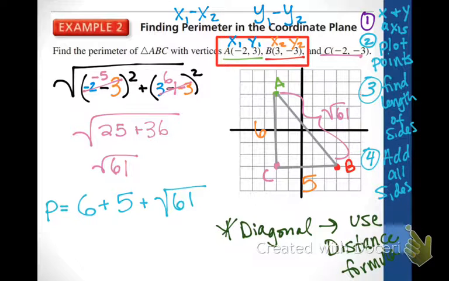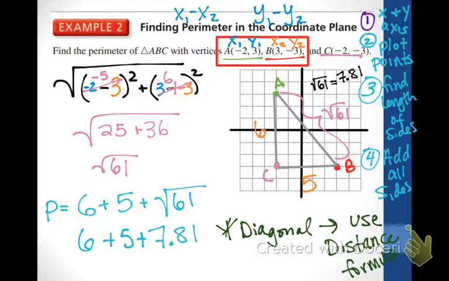Yep. See it? So here's what I want you to do. The square root of 61, I want you to round to the hundredths. How many places is a hundredth? 2. So what do you get? So you hit 61 and then square root. There you go. 7.81. So when we're adding here, 6 plus 5 plus 7.81, we should be able to add these.